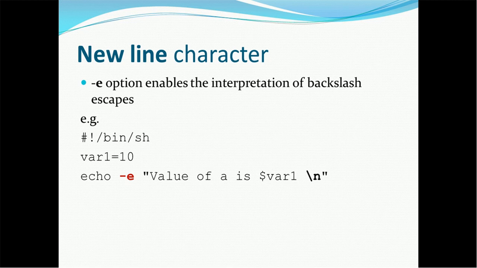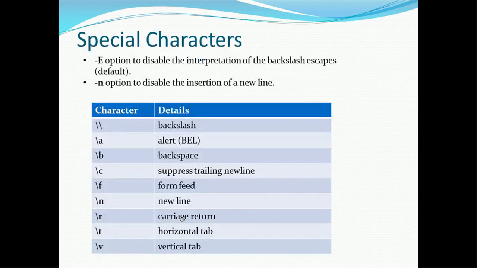Let's go back and see some more special characters. Hyphen capital E is the option to disable the interpretation of backslash escapes, and that is the default. If you use small hyphen e, then it enables the interpretation. Hyphen n is the option to disable the insertion of a new line. If you want, you can use the hyphen n too.